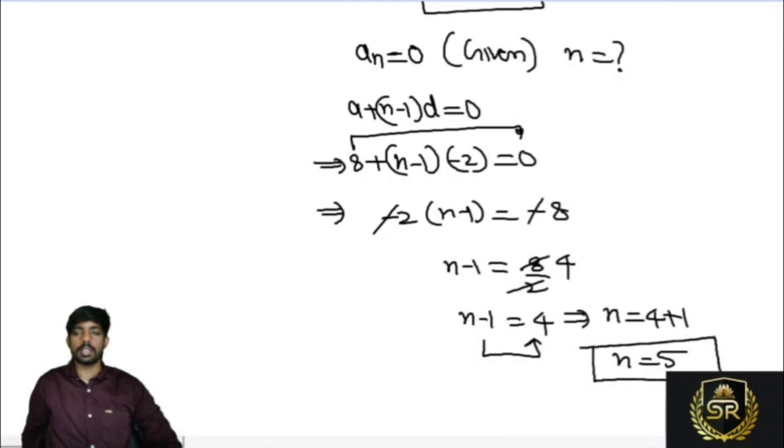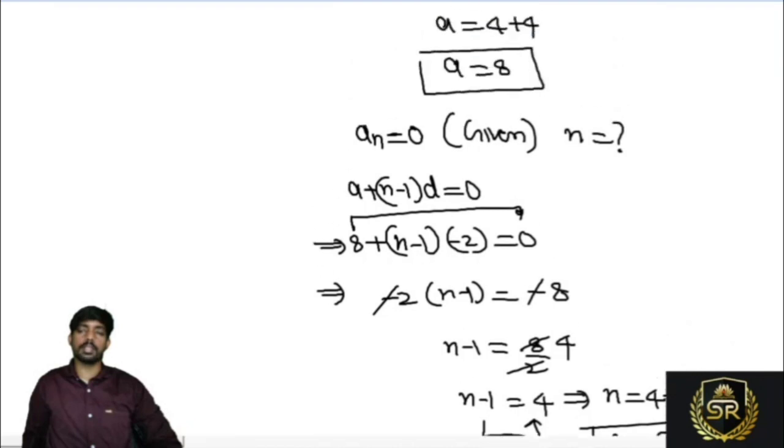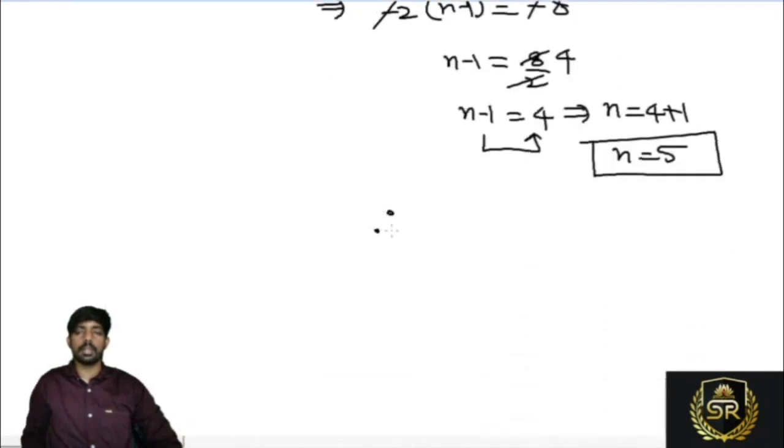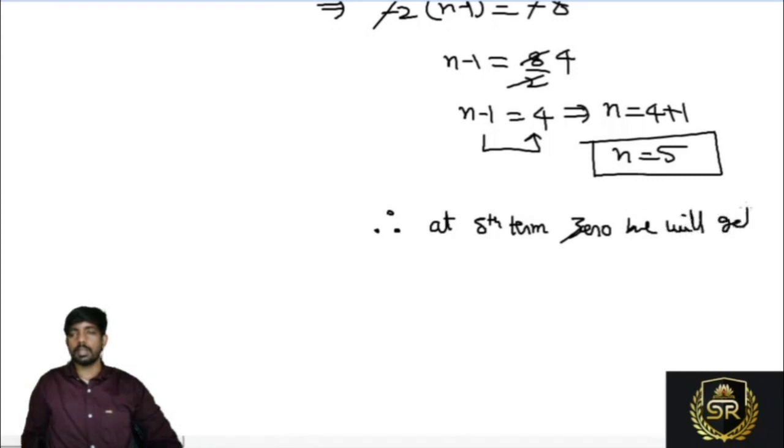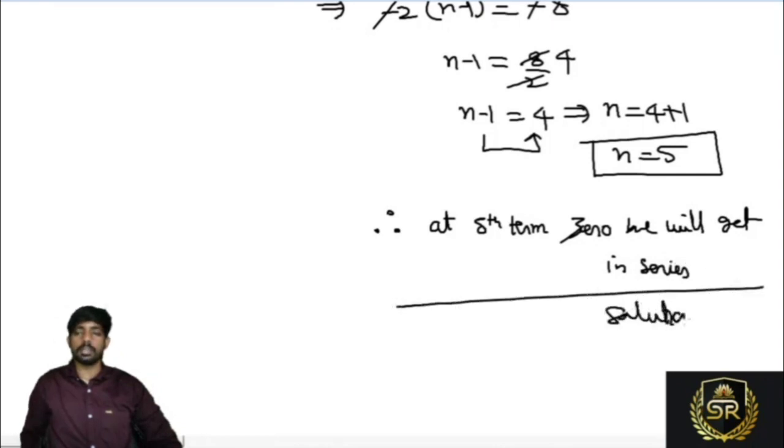Therefore N is equal to 5 is the answer. At the fifth term you will get the 0. Therefore we can write it as: at the fifth term we will get 0 in the series. This is the solution. Okay, done.